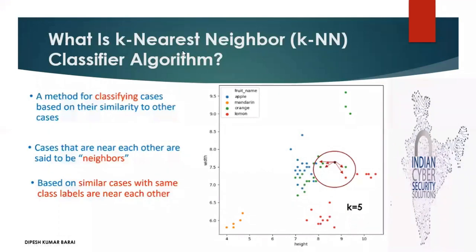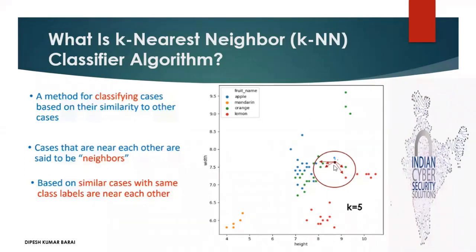K-nearest neighbors is a method for classifying cases based on their similarity to other cases. Suppose this is the new data point, and what will it be? I have taken 5 data points, 1, 2, 3, 4, 5, and the majority class is green.